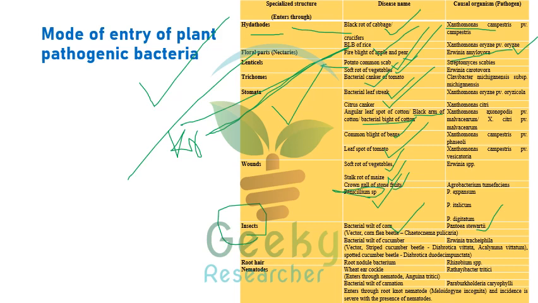The vector for bacterial wilt of corn is the corn flea beetle. The scientific name is Chaetocnema pulicaria. The next one is bacterial wilt of cucumber, which is caused by Erwinia tracheiphila. This can be transmitted by a vector called the striped cucumber beetle, whose scientific name is Diabrotica vittata or Acalymma vittatum. Another vector is the spotted cucumber beetle, Diabrotica undecimpunctata. These two are the vectors.